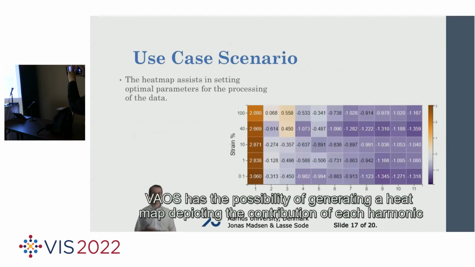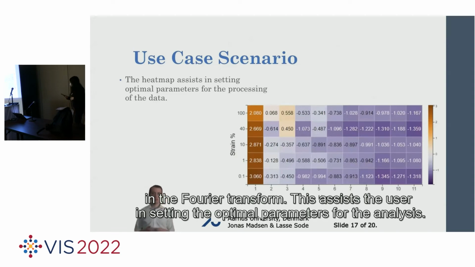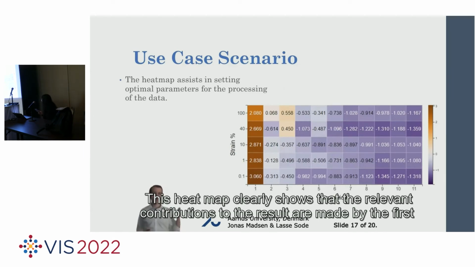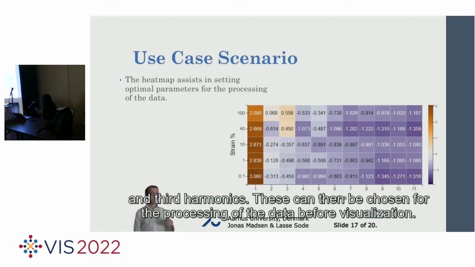VS has the possibility of generating a heat map depicting the contribution of each harmonic in the Fourier transform. This assists the user in setting the optimal parameters for the analysis. This heat map clearly shows that the relevant contributions to the result are made by the first and third harmonic. These can then be chosen for the processing of the data before visualization.